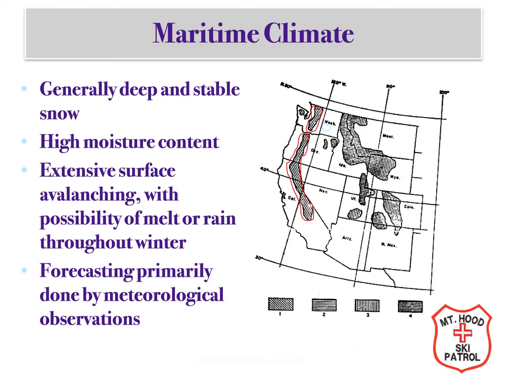Avalanches tend to occur due to heavy loading from snow or rain and usually occur immediately after storms. Failures tend to occur near the surface, and persistent buried weak layers are rare. Weather observations are the primary tool for avalanche prediction.